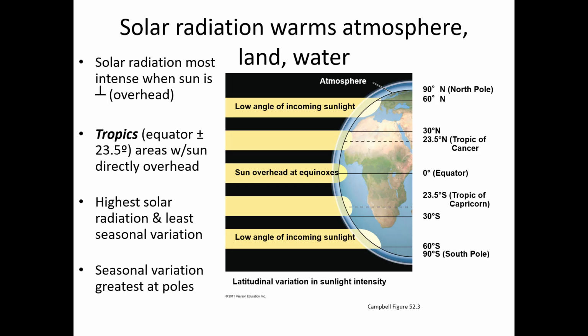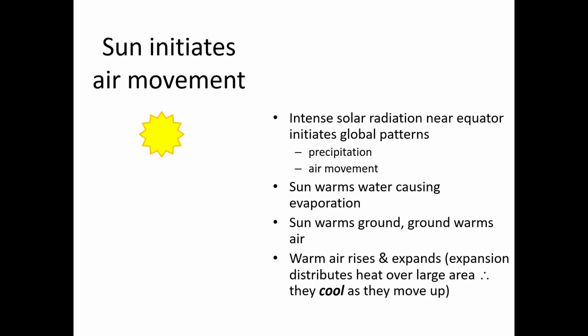It's most intense when the sun is perpendicular. That's directly overhead. The tropics is the equator plus or minus 23.5 degrees. Those are the areas where the sun is directly overhead at least some point during the year. The highest solar radiation is there, and the lowest amount of seasonal variation is there. The seasonal variation is greatest at the poles. They have some points where the sun is not visible at all, and other points where the sun is visible all day long. The sun initiates air movement, and here's how.